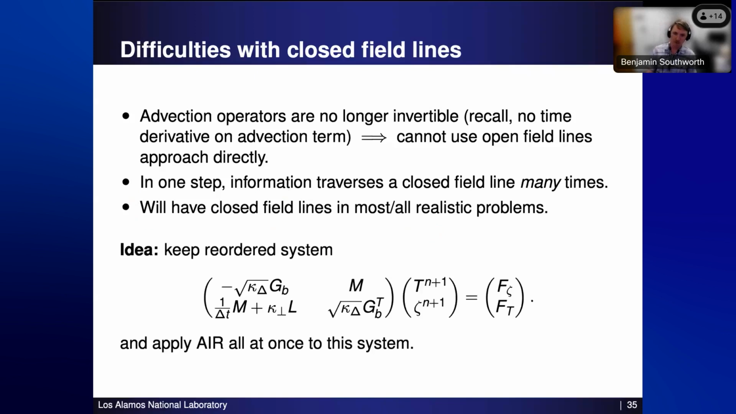So what do we do? Our idea is simple. It's less elegant, and it's harder to prove anything with, but we keep the reordered system and just apply AIR all at once. So we have this reordered system, and we place the advection blocks on the diagonal.